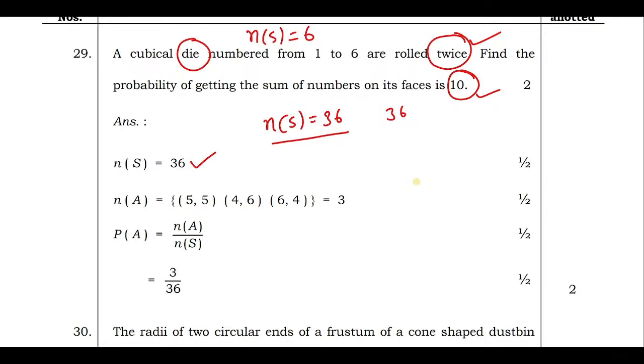What is a favorable event? Getting sum 10. That is, on each die, 5 and 5, or 4 comma 6, 6 comma 4. Therefore n of A is 3. Now probability of event A is n of A by n of S, that is 3 by 36, which can be written as 1 by 12.